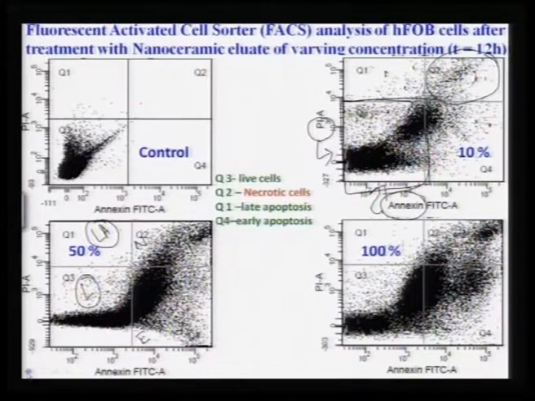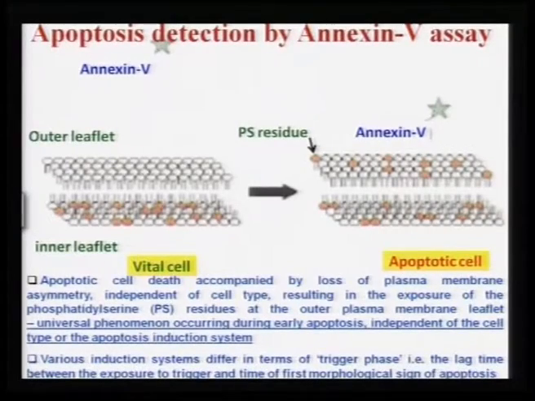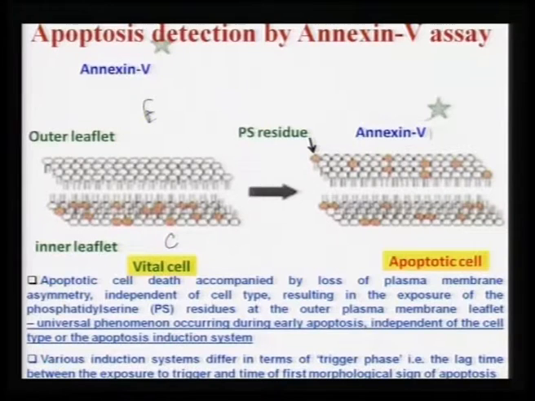Now, what do negative and positive mean in this FACS process? There are 2 cells shown here. The left one is the vital or live cell, the right one is the apoptotic cell. This is called the plasma membrane. As I mentioned while discussing cell structure, the plasma membrane has a typical double layer structure, where certain molecules are exposed to the extracellular space and certain molecules to the cytoplasmic space. This is your cytoplasm, this is your ECM.